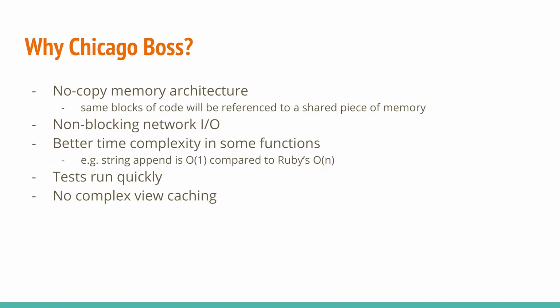So why use Chicago Boss? For starters, it's got no copy memory architecture, so shared template snippets occupy the same chunk of memory across multiple requests. For example, the same block of code will be referenced to a shared piece of memory. It has non-blocking network I/O. It's got better time complexity in some functions. For example, string append in Chicago Boss runs in constant time, versus Ruby string append runs in linear time. Tests run quickly. There's no complex view caching. It's got all your typical stuff on top of this as well, and some more cool stuff that we'll get into later.